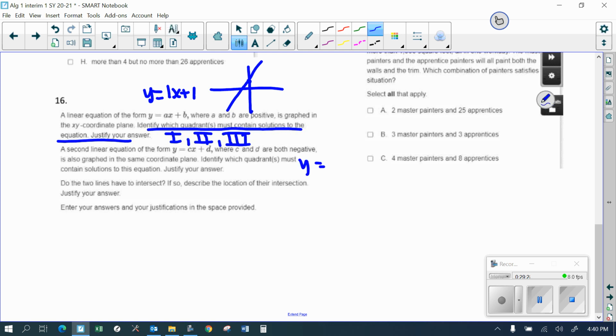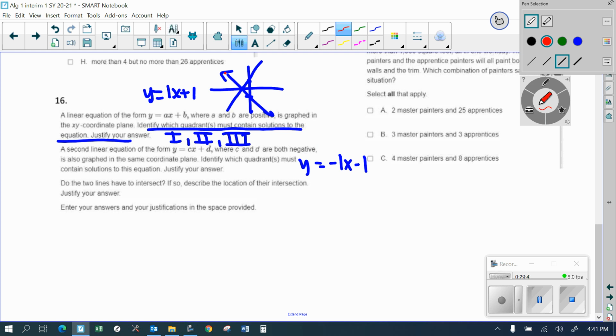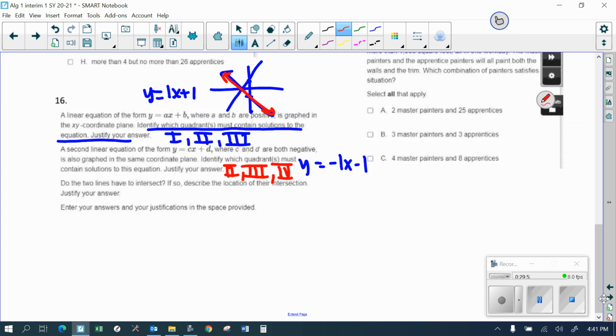So I put that in there, y equals negative 1x minus 1. Identify the quadrants which contain this equation. So y equals negative x minus 1. It's going to look like this. I'll change the color. Okay, so that's quadrants 2, 3, and 4. Do the two lines intersect? Yes, they do right there. That's an example.